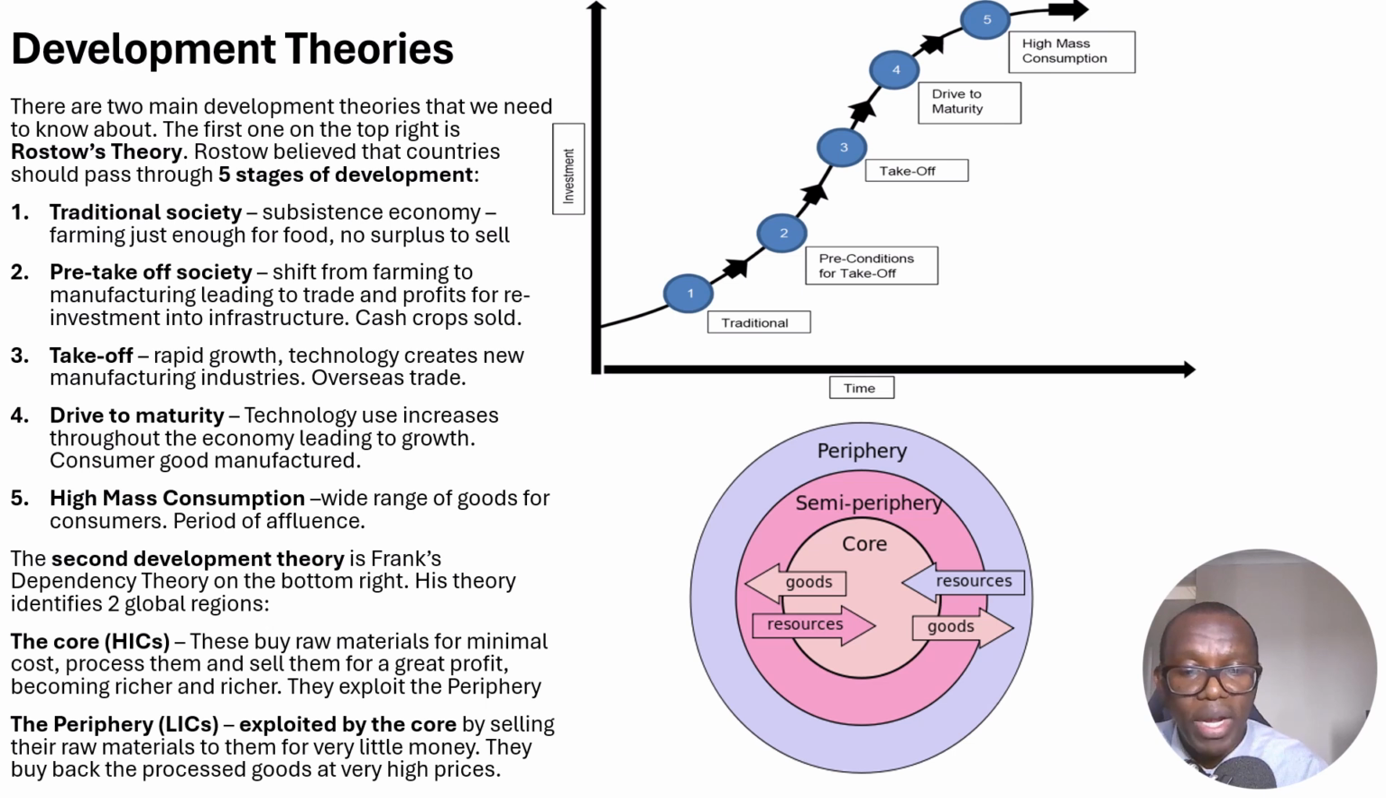Now, in development dynamics, there are two main theories that we need to know about, and the first one is Rostow's theory, which is shown to the right over here. Rostow believed that countries should pass through 5 stages of development. The first stage of development is the traditional society. During this stage, a country has a subsistence economy.